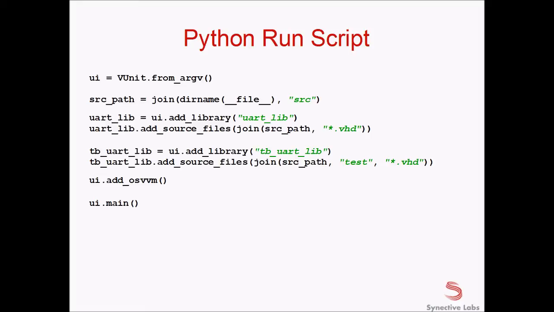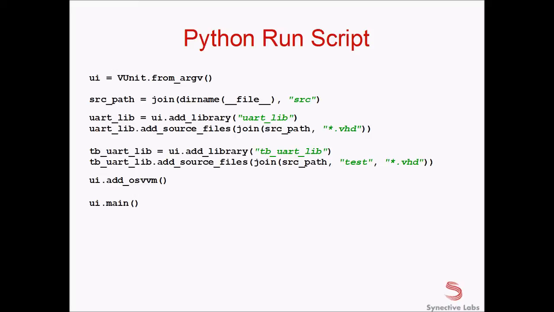So if we start to look at line 3, I'm creating a VHDL library called uartlib. And to that library, on the next line, I'm adding all the VHDL source files in the source path. I'm also creating a library for my test bench files and add to that library all the VHDL files in my source path /test directory. After that, I have a method for adding OSVVM to my project. OSVVM is shipped along with VUnit, so there's a special command to do that. And in the end, we have a call to the main method.